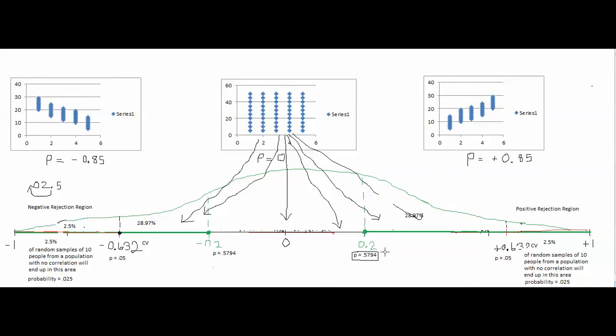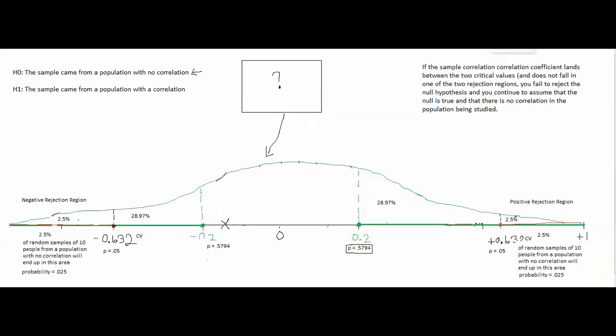So let's make a table to help us understand what this means. We have the positive rejection region. We have the negative rejection region. And we have the non-rejection region, which is between the two critical values.